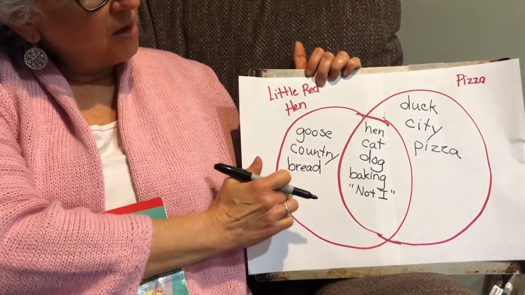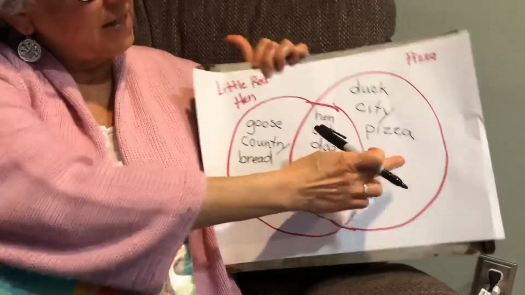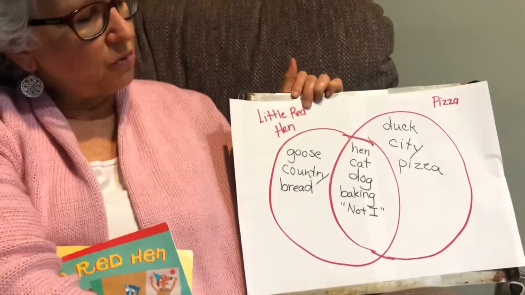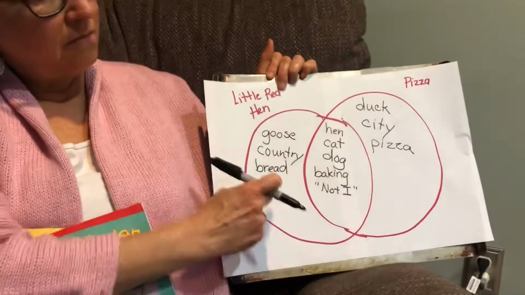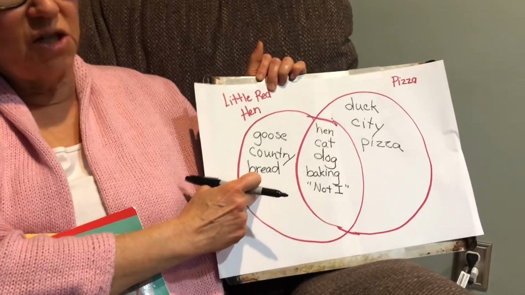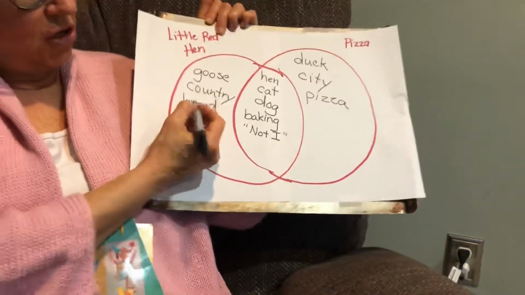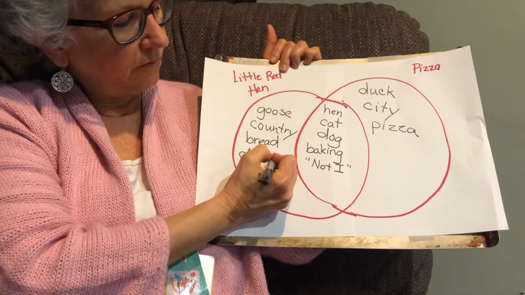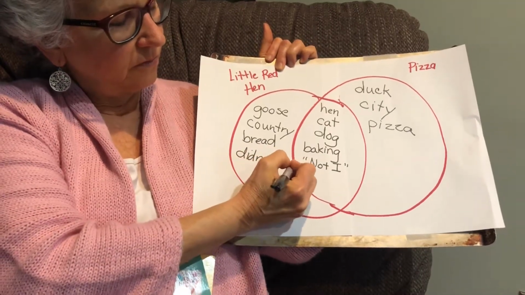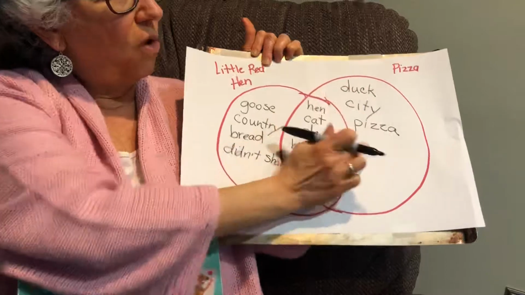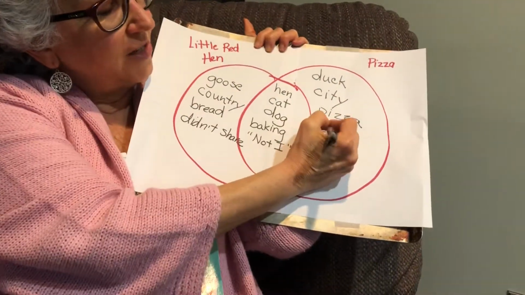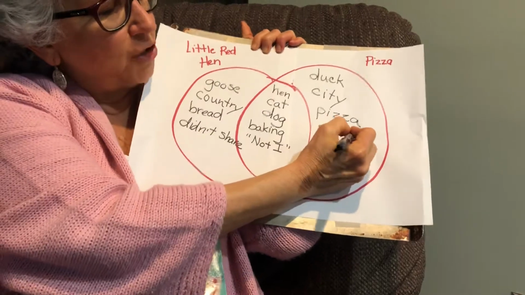When the bread and the pizza came out of the oven, what did the red hens do? What did the little red hen do? She didn't share. What did the little red hen in The Little Red Hen Makes a Pizza do? She shared, didn't she? Because she had so much pizza.